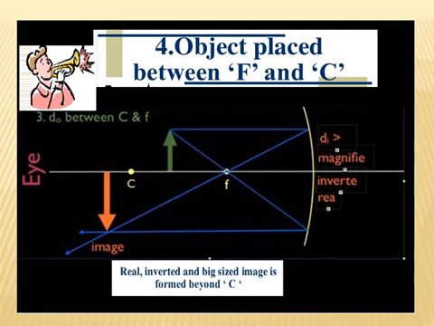So check where these two rays meet. They meet beyond C. So the image is formed beyond C and it is inverted, and it is real because it is formed on the left side of the mirror. So real, inverted, and look at the size of the object and image. The length of the image is more. Therefore we say the image is magnified or enlarged. So a real, inverted and enlarged image is formed. And where is it formed? Beyond C.